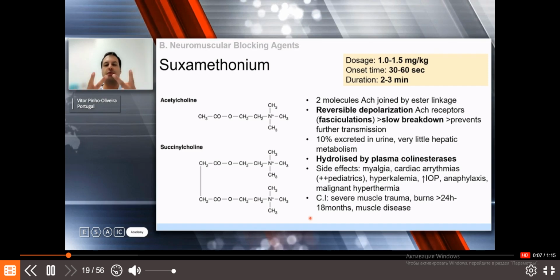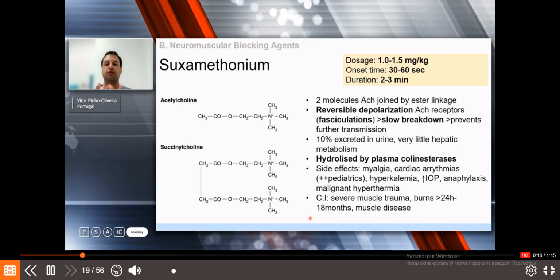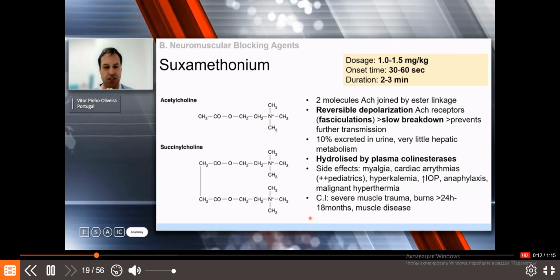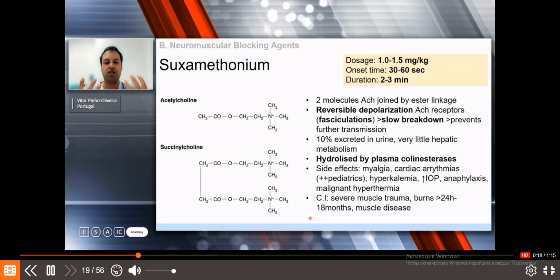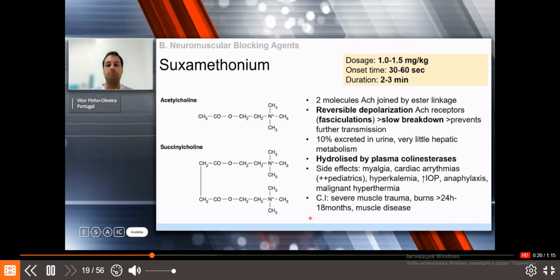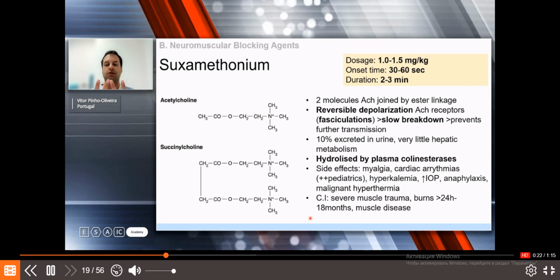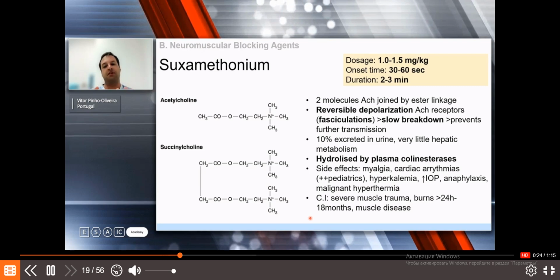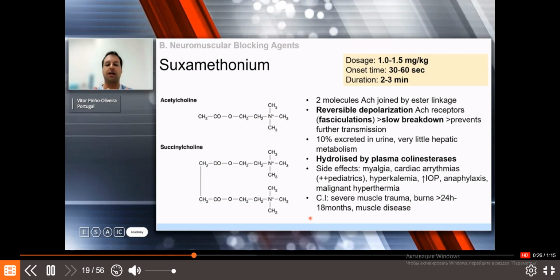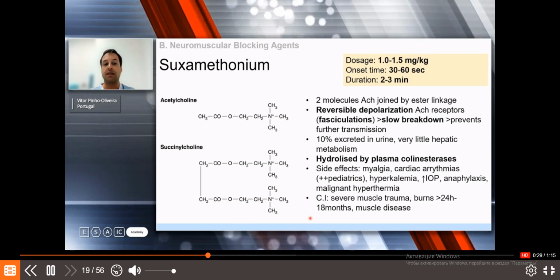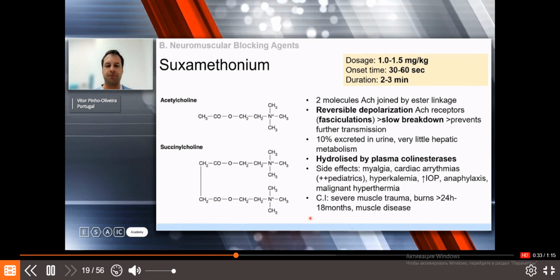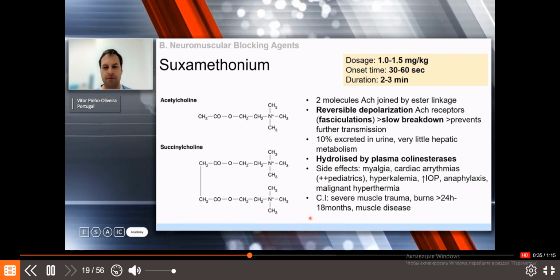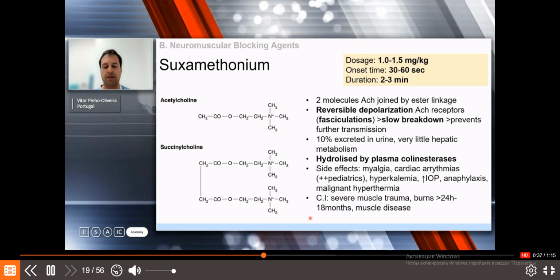Suxamethonium is a junction of two molecules of acetylcholine joined by an ester linkage. It promotes the depolarization of the acetylcholine receptor, so that's why we see the muscles fasciculating. But because of the slow breakdown of the two molecules, it prevents further transmission, and during this time the neuromuscular junction is blocked. We have this blockade of the transmission. About 10% is excreted in the urine.